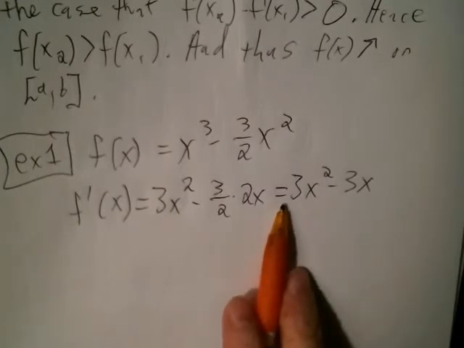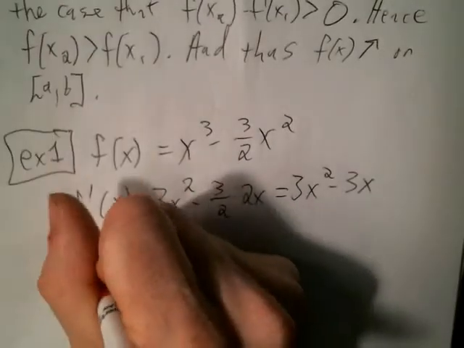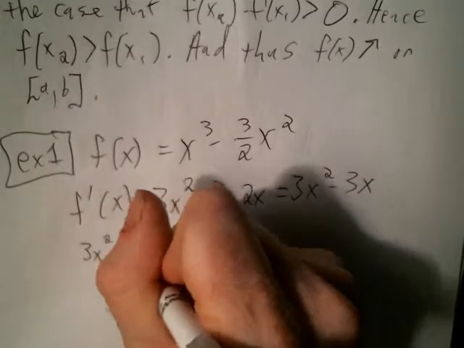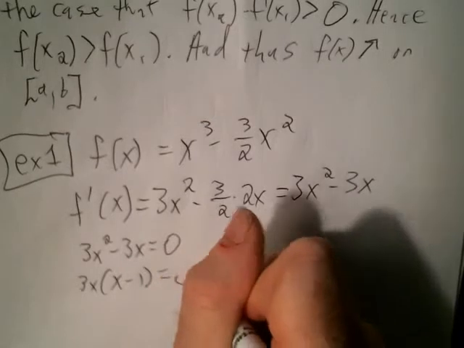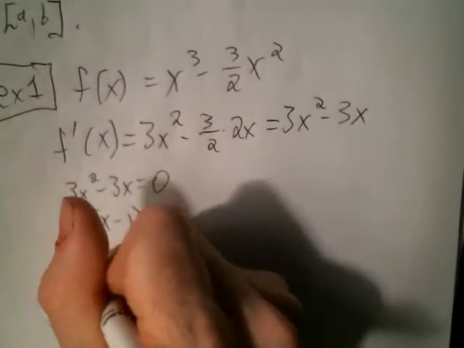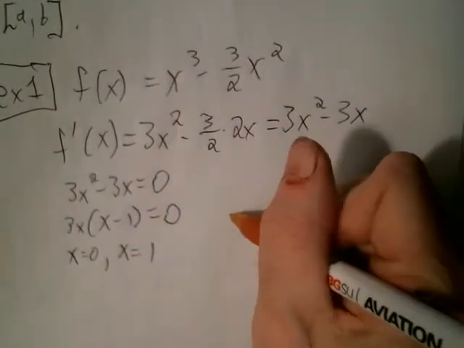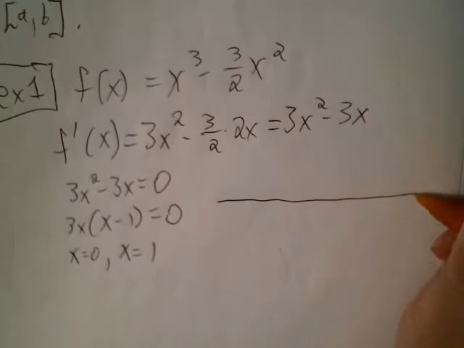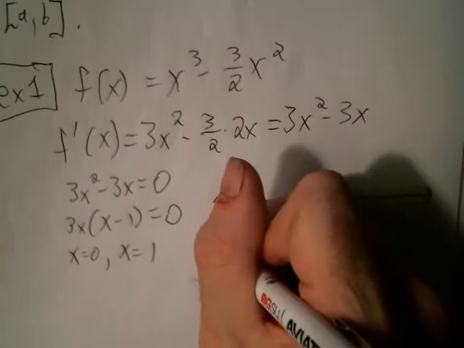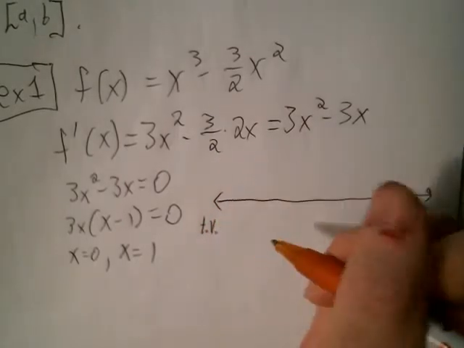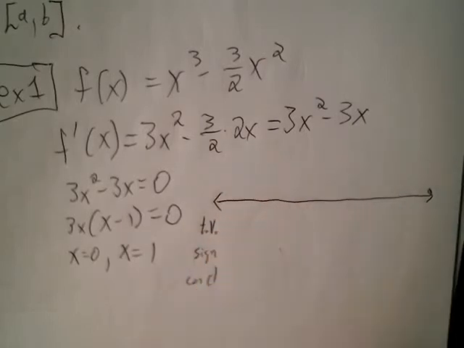Okay, so find the places where it's equal to 0, the places where it's undefined. This guy's defined everywhere. All I have to do is find where it's equal to 0. So let's factor out 3x. I get x minus 1 is 0. Set each factor equal to 0, so I get x is 0 and also x is 1. So what I like to do is a number line. The book will do a chart, but I'm just going to do a number line. You'll do a test value, the sign of the test value, and then a conclusion.